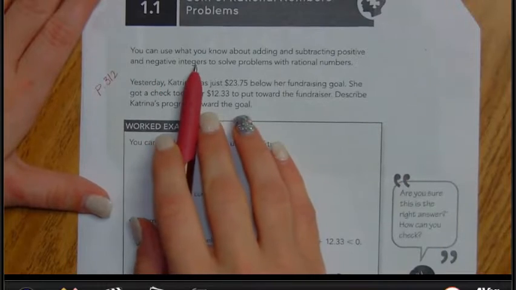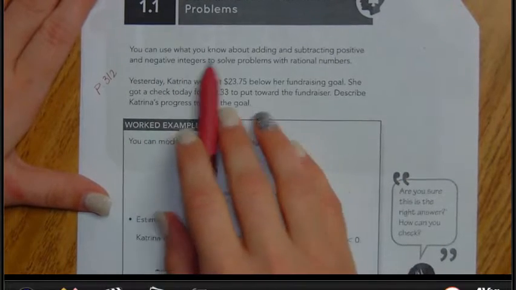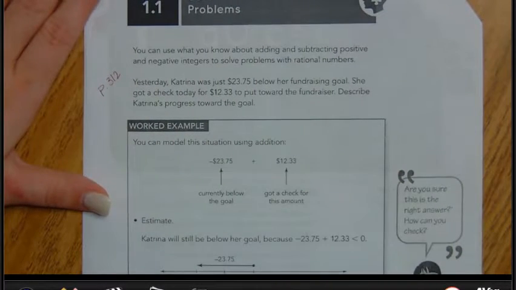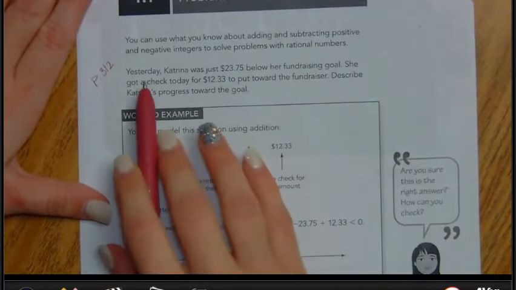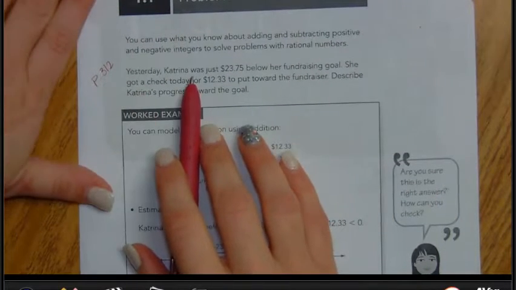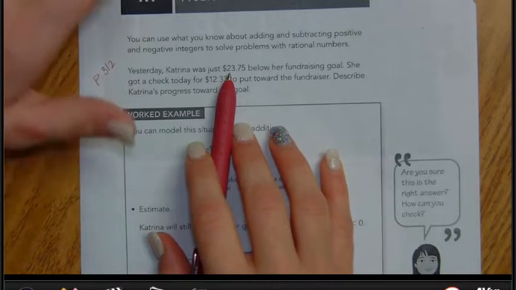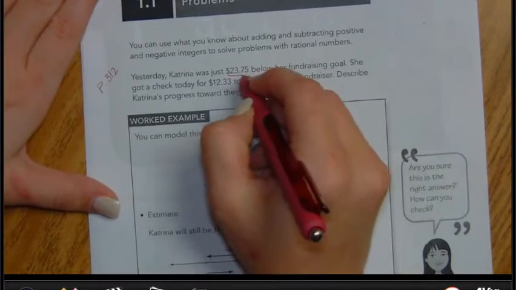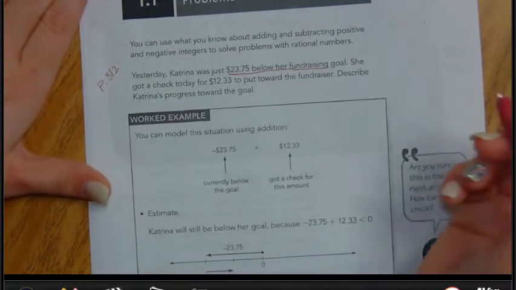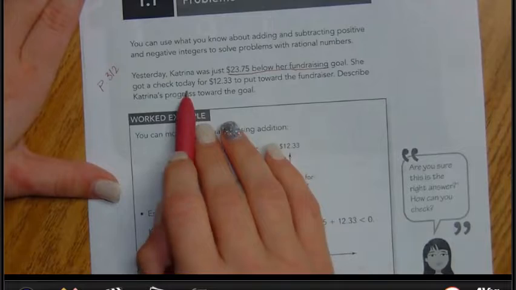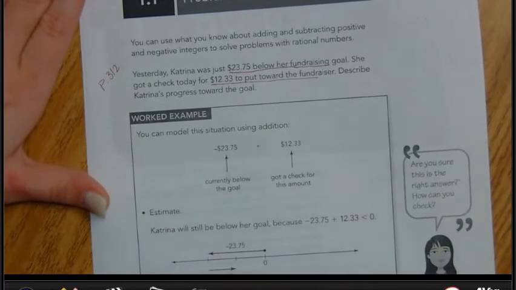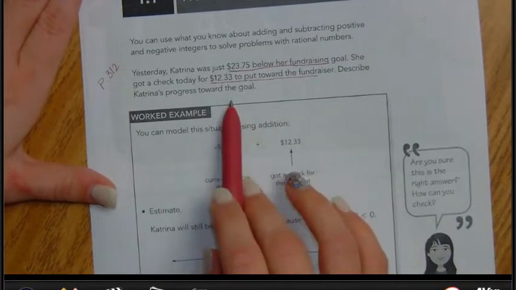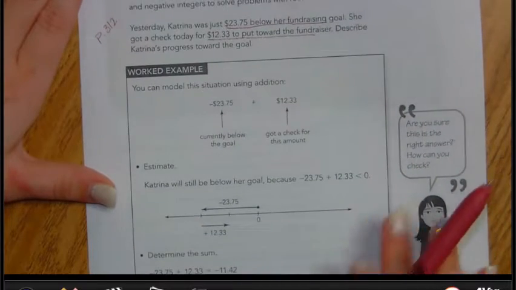All right, so we're going to look at some rational number problems. You can use what you know about adding and subtracting positive and negative integers to solve problems with rational numbers. We were told yesterday Katrina was just $23.75 below her fundraising goal. She got a check today for $12.33 to put towards the fundraiser. Describe Katrina's progress towards the goal.